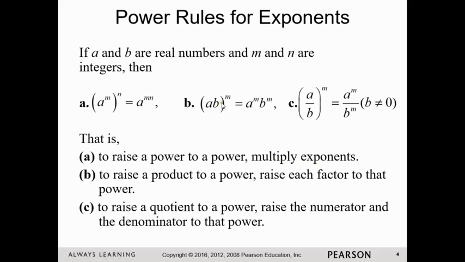Then we have a power over a product here. We have a product between a and b. Notice that when we have that case, we apply the exponent to each one of the factors in the product. So as it says here, to raise a product to a power, raise each factor to that power. Then in C, we have a power over a quotient. And as you can see here, we've applied the power to both the numerator and the denominator. As it says in C, to raise a quotient to a power, raise the numerator and the denominator to that power.